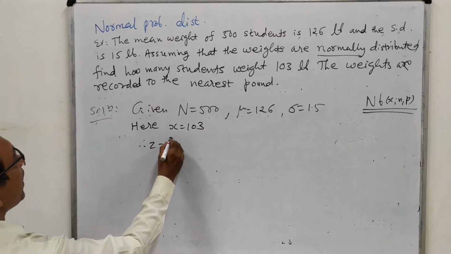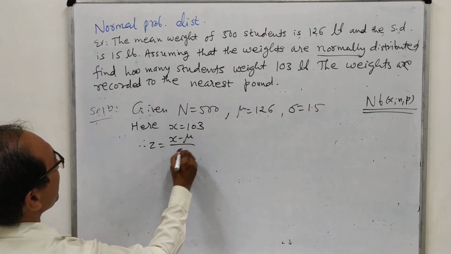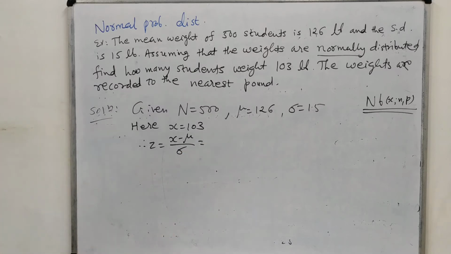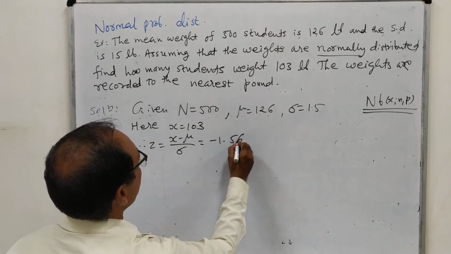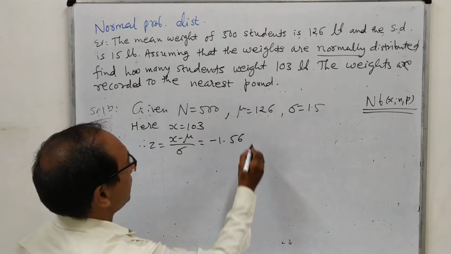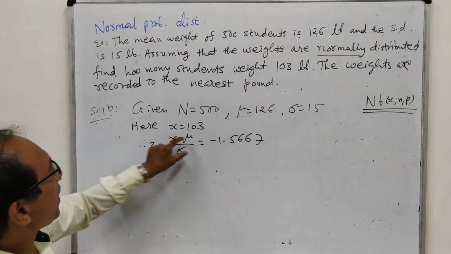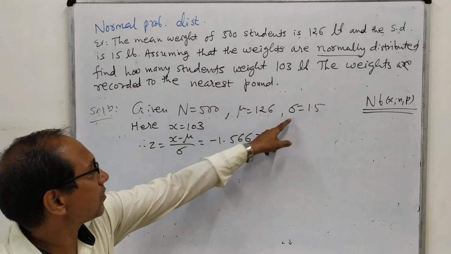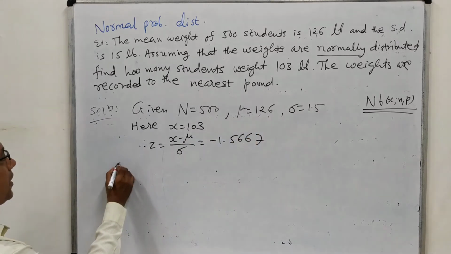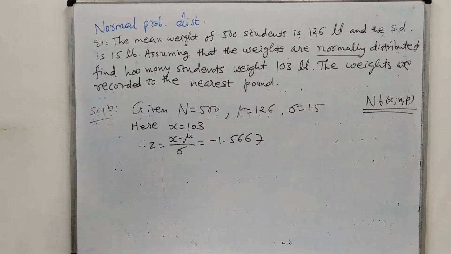Therefore, Z equal to x minus mu over sigma. So we will find out, because we want to use the probability, Z equal to x minus mu over sigma. So from this we can get minus 1.5667. So you can do this part yourself and obtain this value by putting x equal to this one, mu equal to this one, and sigma equal to this one. And therefore, we want to find out the probability.